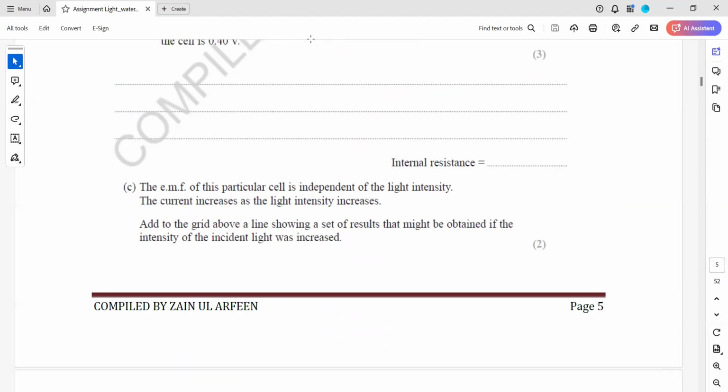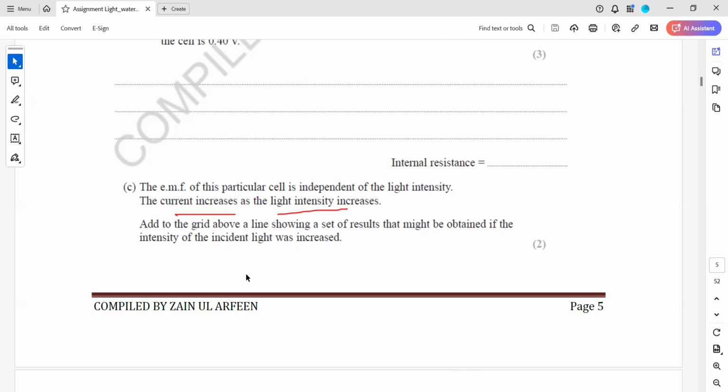The EMF of this particular cell is independent of the light intensity. The current increases as the light intensity increases. Add to the grid to show the result that might be obtained if the intensity of incident light was increased. So the EMF of this cell is independent of the light intensity, and the current increases as the light intensity increases. Add to the grid the line showing the result which we obtain.